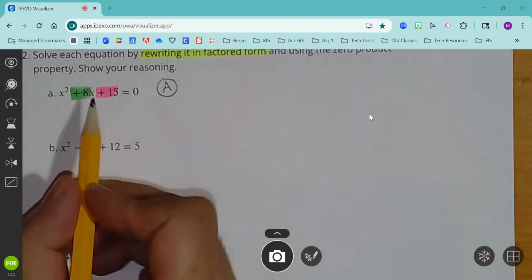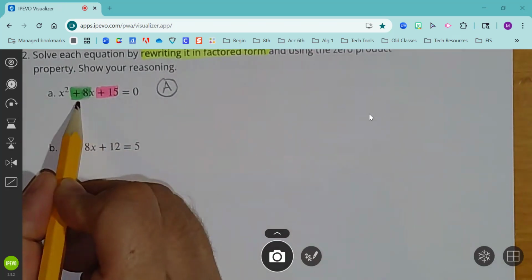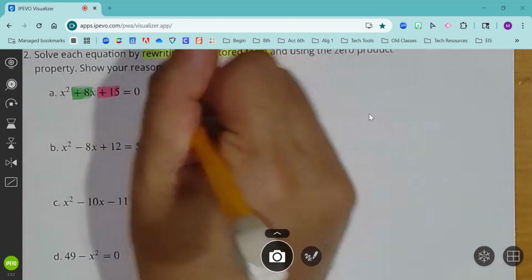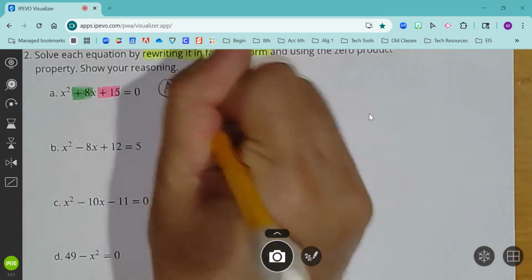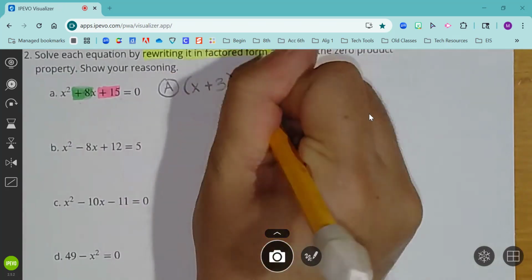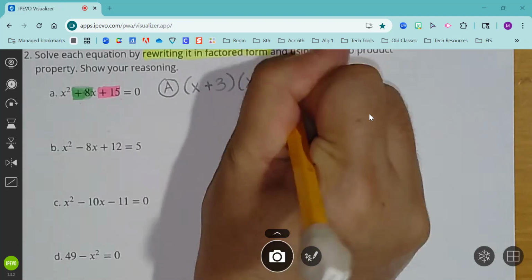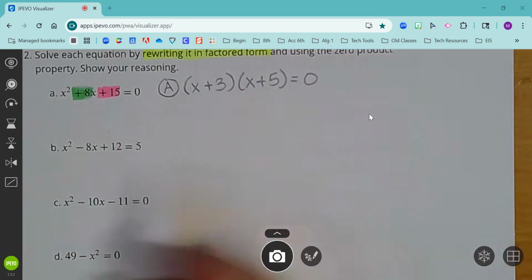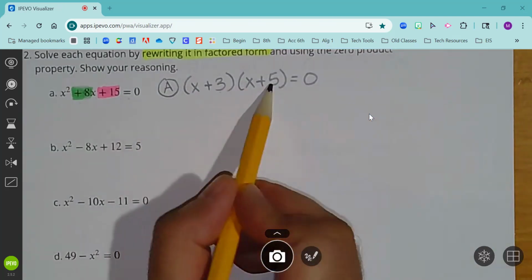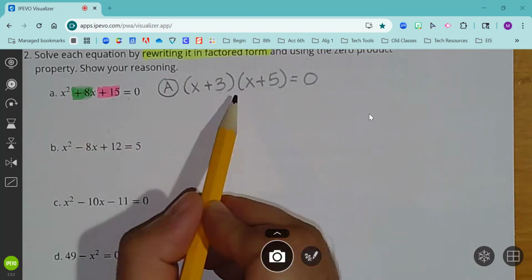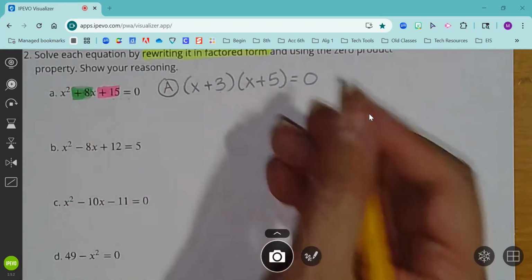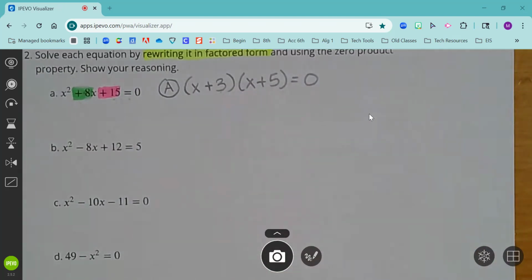So two numbers that multiply to 15 but add to 8. Well, that would be 3 and 5. So x plus 3 and then x plus 5. And I'm going to set it equal to 0 still. So 3 times 5 is going to get me 15. 3 plus 5 will get me that 8. And now I can use the zero product property.